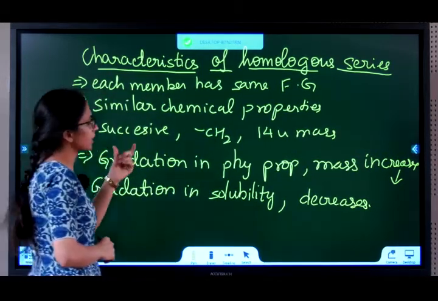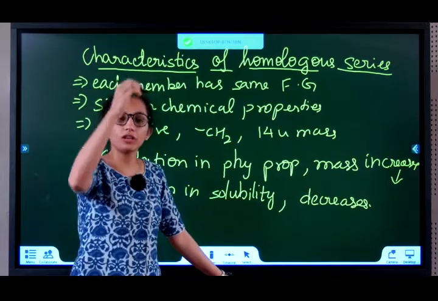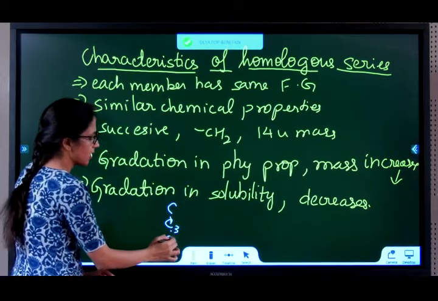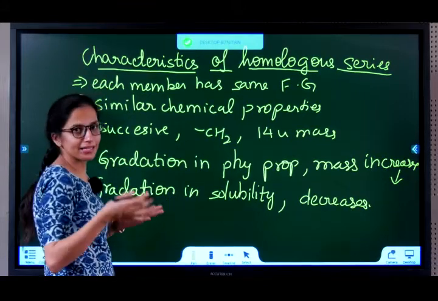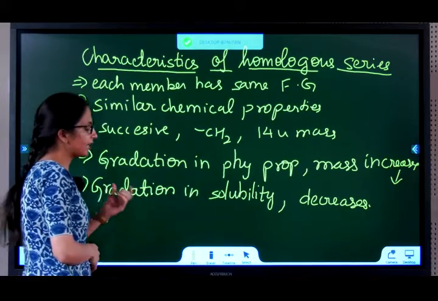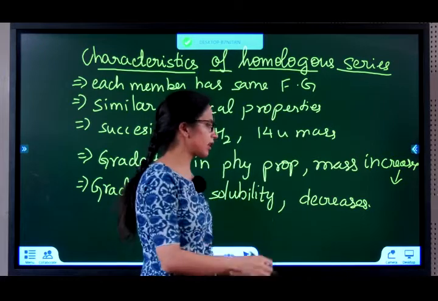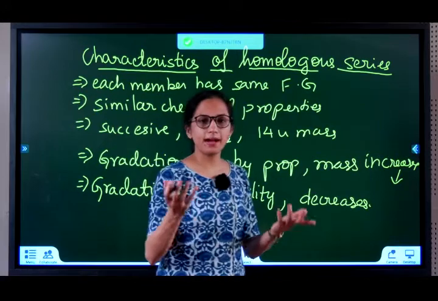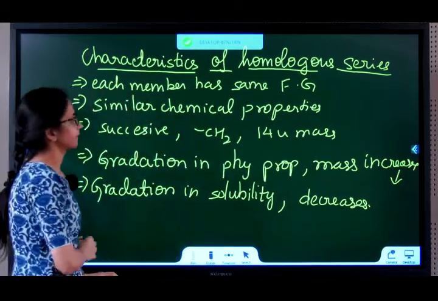There is a gradation in physical properties such as mass. For example, as you go down the group, the number of C's are increasing, 1, 2, 3, right? So as you go down the group, the mass is increasing. Mass is a physical property. There is gradation in solubility. Solubility decreases as you go down the alkane series or any homologous series. Why again? Because mass is increasing. As it's increasing, it becomes more difficult to dissolve it.